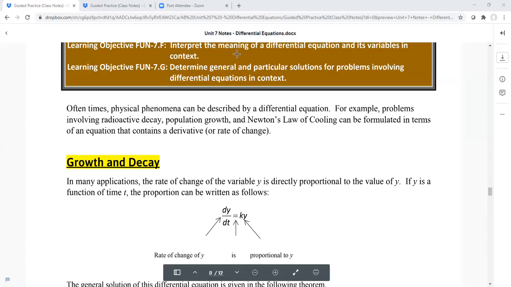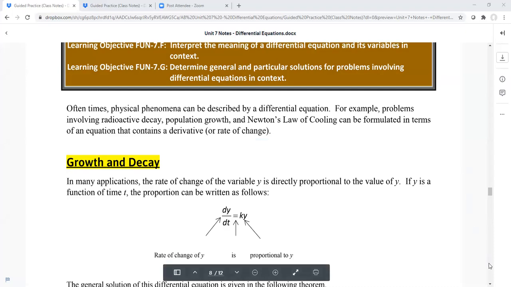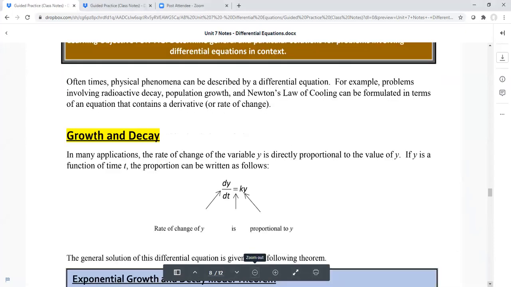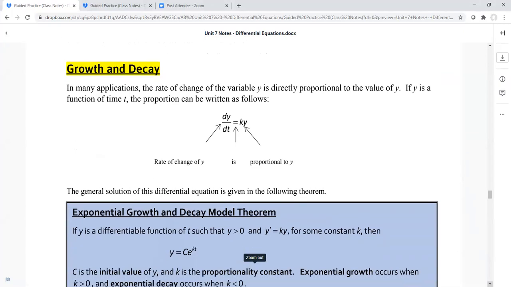Right, this is the last note sheet for Unit 7. It's about growth and decay, which are problems where you could actually use this in the real world. So we're going to talk about growth and decay and several examples here. I'm probably going to do 3 examples and then do a second video because these take a while.